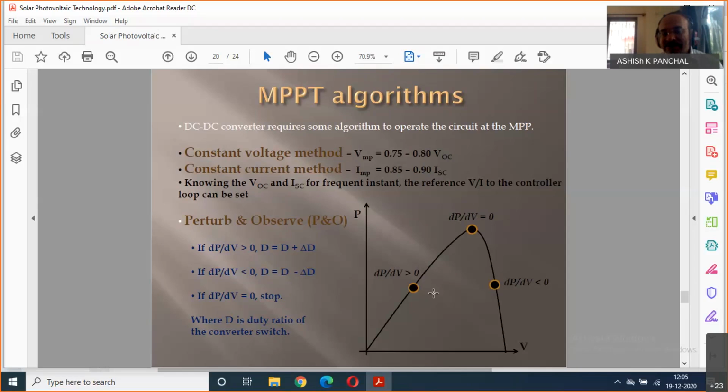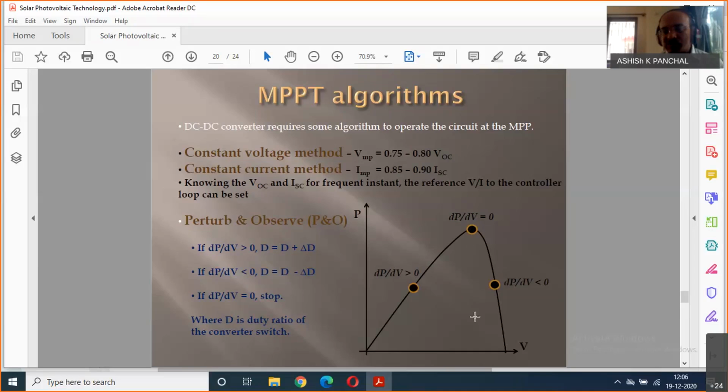There is a change in condition. What do you mean by condition? Temperature or radiation. Then the microcontroller will try to plot the characteristic, and it will find dP by dV equals 0. What do you mean by that? It is the maximum power. And the microcontroller will tell the converter that now you operate at this voltage. Control that, at that voltage.